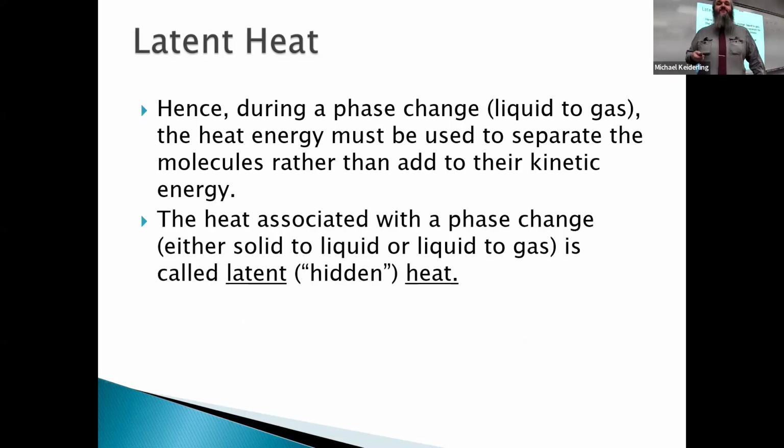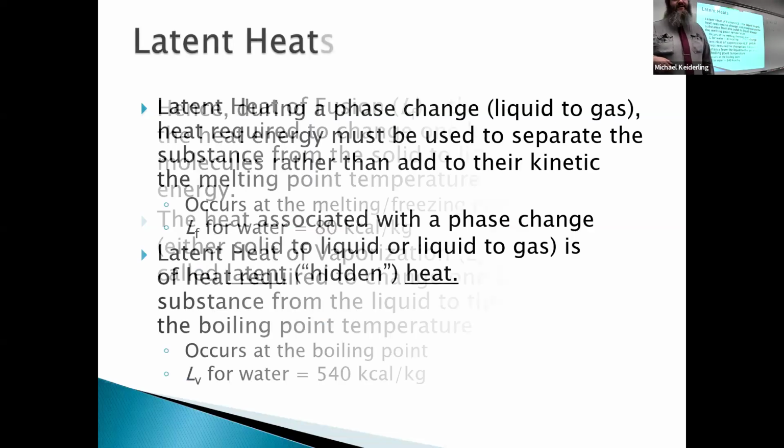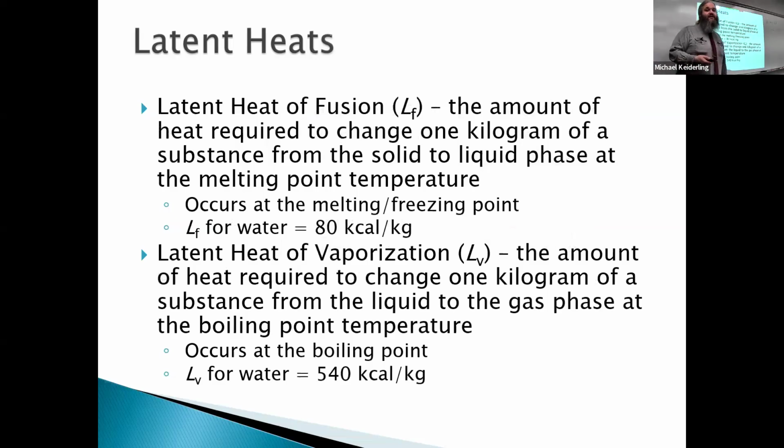The heat energy needs to be used to separate molecules rather than add to their kinetic energy. So it is latent or hidden heat. Basically, it goes into potential energy instead of kinetic energy. The latent heat of fusion occurs at the melting freezing point. It's the amount of heat required to change 1 kilogram of a substance from solid to liquid at the melting point temperature. The latent heat of fusion for water is 80 kilocalories per kilogram.